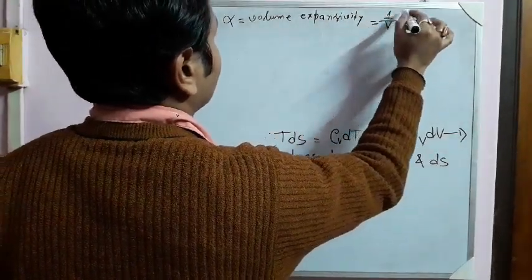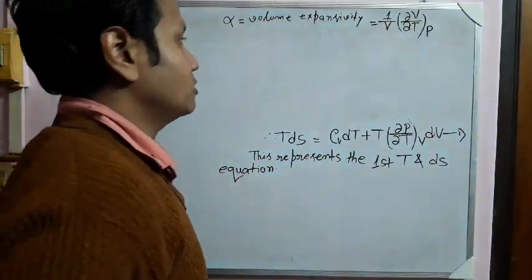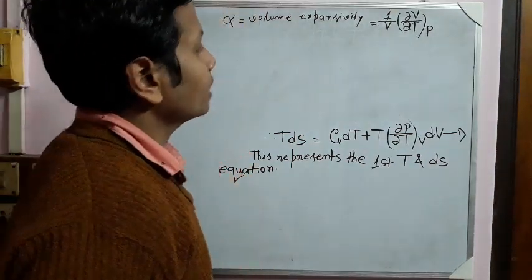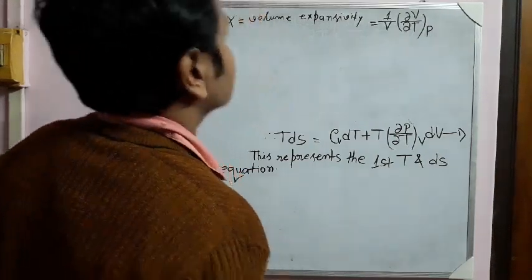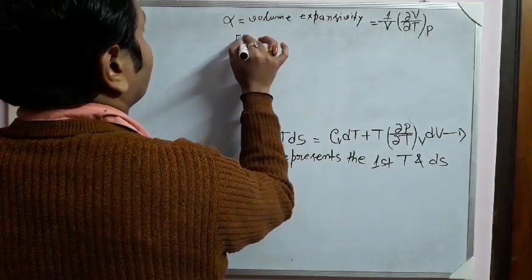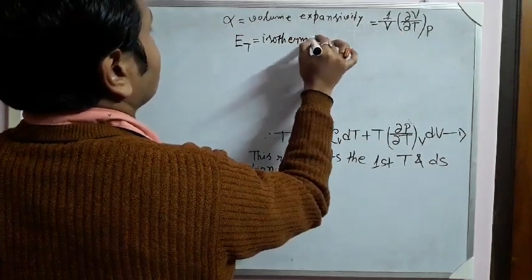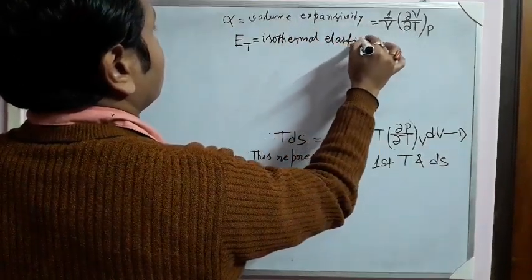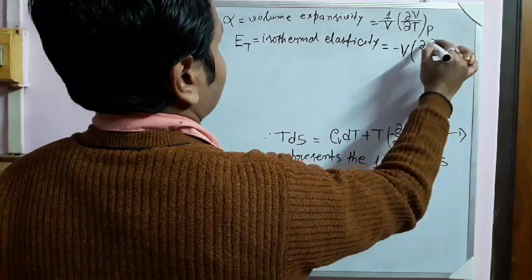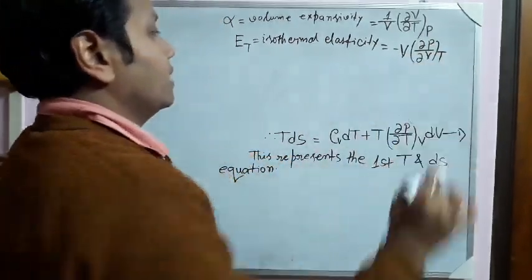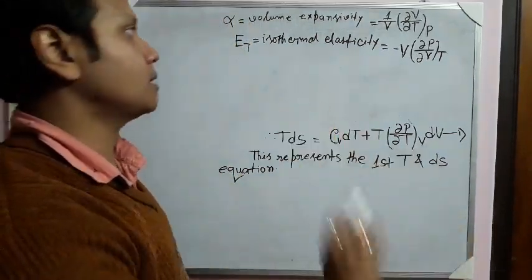What is the definition? It is the increase in volume per unit rise in temperature, keeping pressure constant. And we all know that the isothermal elasticity is minus V (del P/del V) at constant temperature. Here the significance of the minus sign is that as pressure increases, volume decreases, or vice versa.